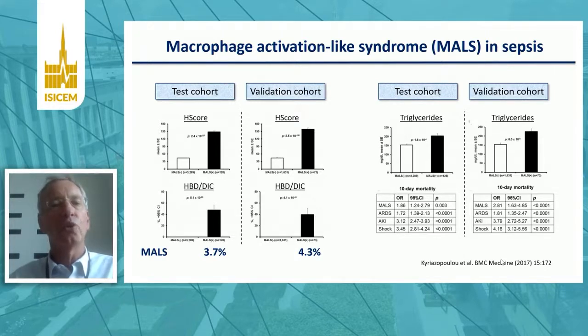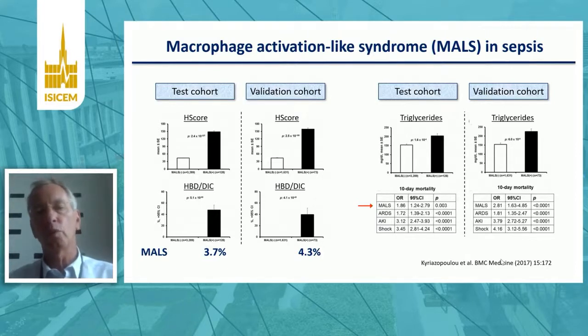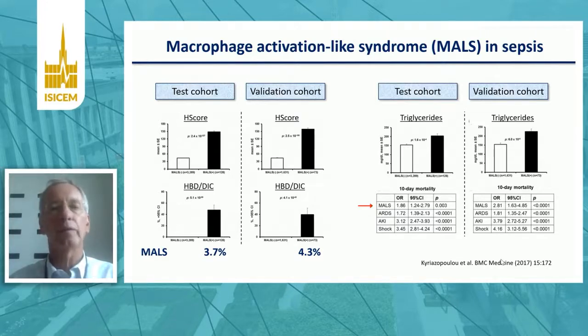So they used the H score that was also listed on the table a few slides ago, and they looked at hepatobiliary dysfunction and disseminated intravascular coagulation criteria and found an incidence of 3 to 4% in patients with sepsis admitted to the ICU in Greece. And this was both tested in a test cohort and a validation cohort. It was also shown that the presence of macrophage activation-like syndrome was independently associated with an enhanced risk for 10-day mortality. So the risk was approximately twofold when the criteria for MALS, for macrophage activation-like syndrome, were fulfilled.